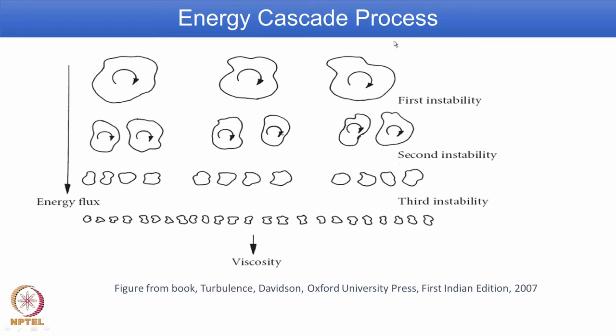Now, the mechanism responsible for the transfer of energy from one eddy to the next eddy is what is known as the instability process, and this instability is created by the inertial component in the Navier-Stokes equation, which is the convection term. This figure is from a book on turbulence by Davidson.